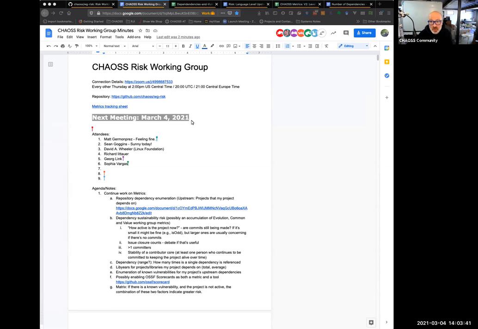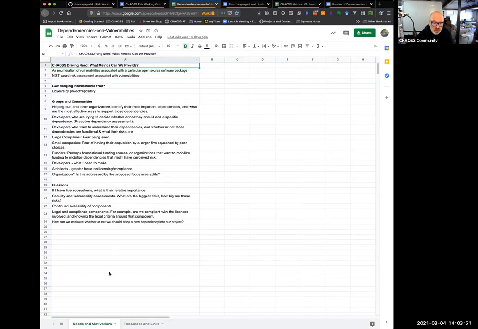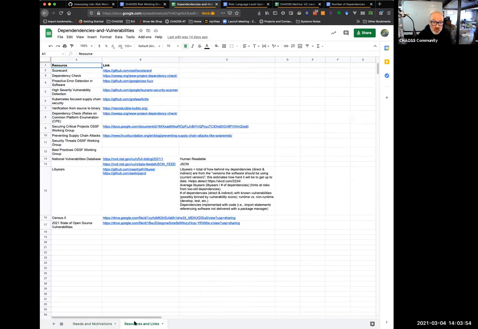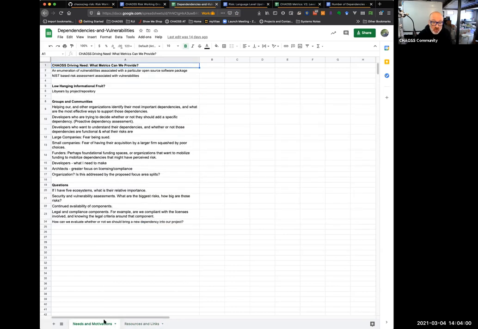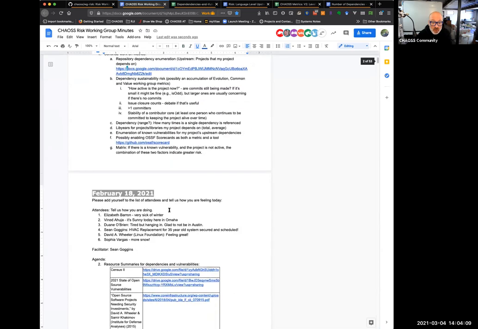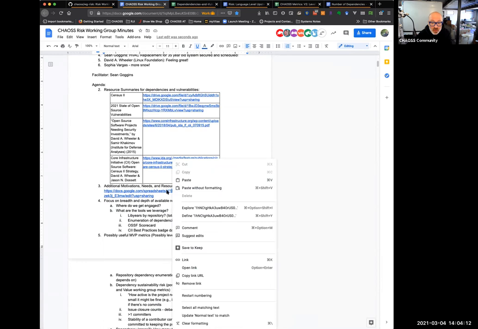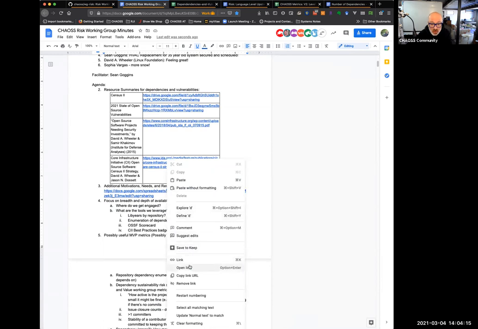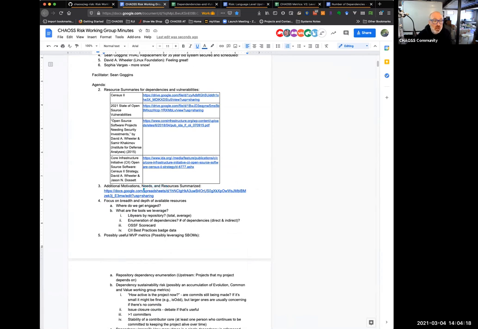We've had many, many discussions about dependencies over the course of the last couple of weeks. We came up with this list of needs and motivations, as well as resources and links related to dependencies, as well as security vulnerabilities, which are interrelated to each other. So it's a two-tab spreadsheet. You can find it in the working group meeting notes from last week, which I will copy link URL and place into chat.